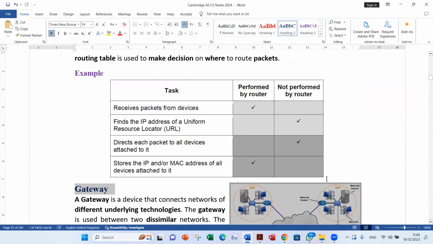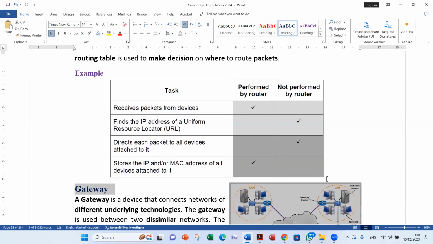Okay, let us look at these exam questions. Receive packets from device. This is performed by a router. Finds the IP address of a URL. This is not performed by a router. This is the domain name server. Where you type www.amazon.com, this is the URL. And then it goes to the DNS, domain name server, and it will be converted into an IP address. This is not the duty of the router. This is the duty of the DNS server. Why do we have it here? This is a question.